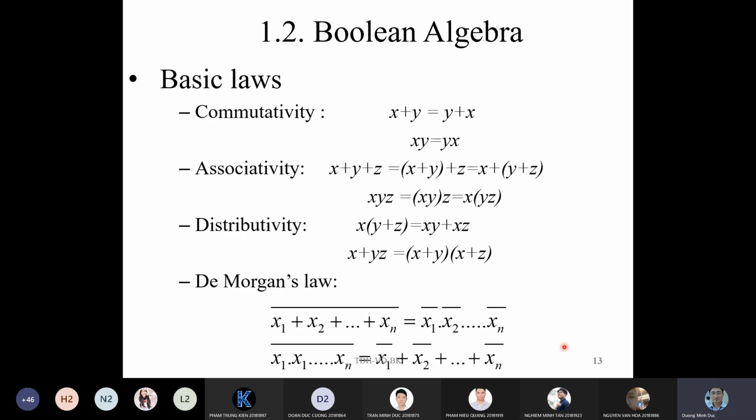Okay, so this is the first, and there are some stories related to the commutativity in the real world, in the education system in Vietnam, right? So there's a teacher.